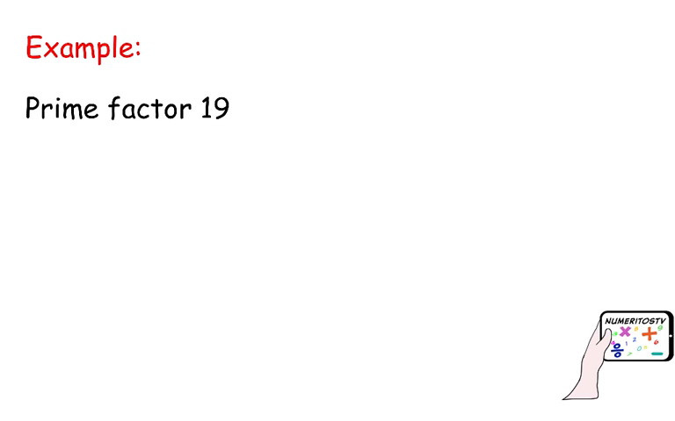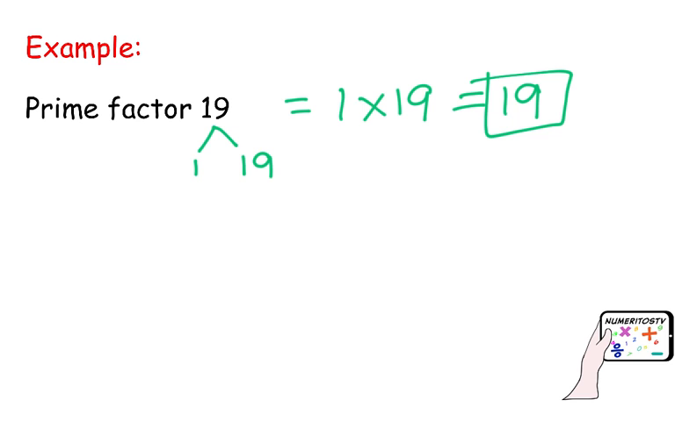What about the prime factor of 19? Well, 19 is already a prime number. So the only thing that you can do for 19 is only factor with 1 and itself, right? So your answer is only 1 times 19, or just 19. When you have a prime number, the only option is itself.